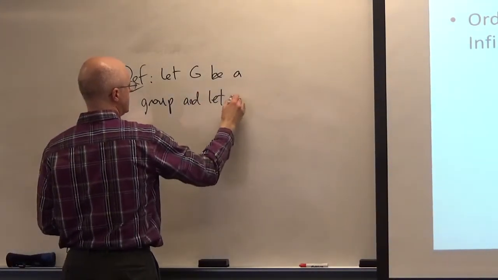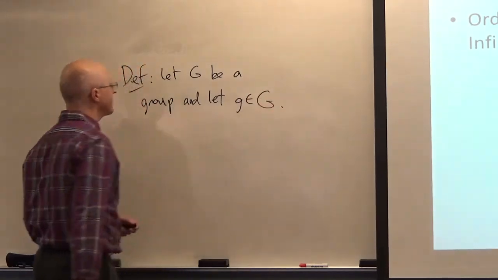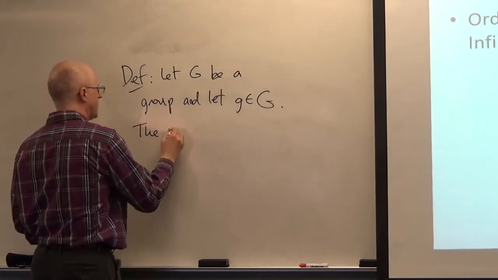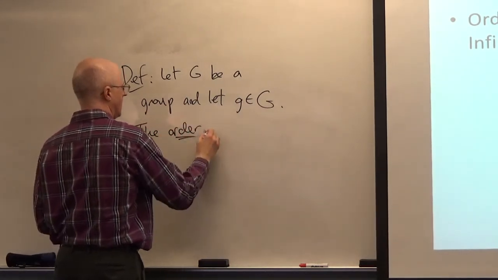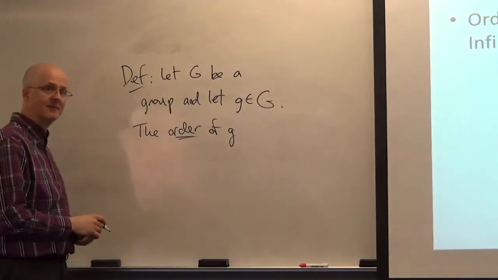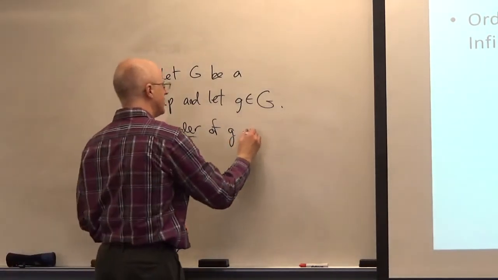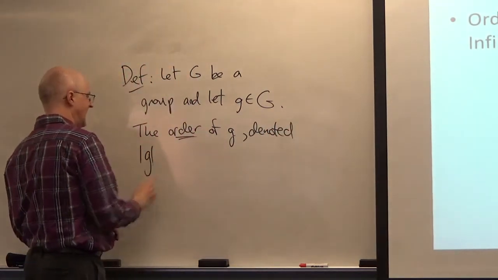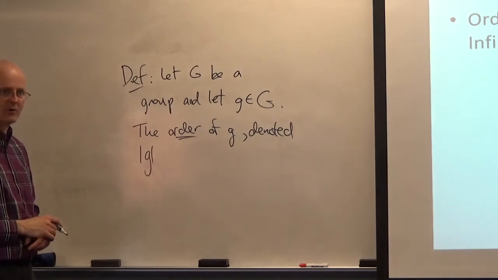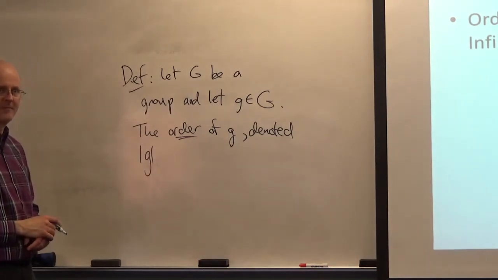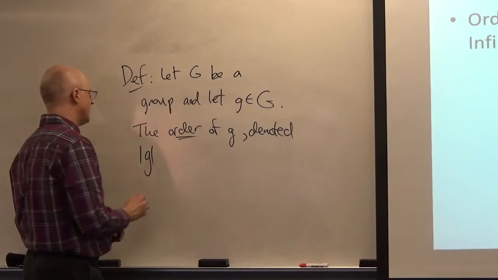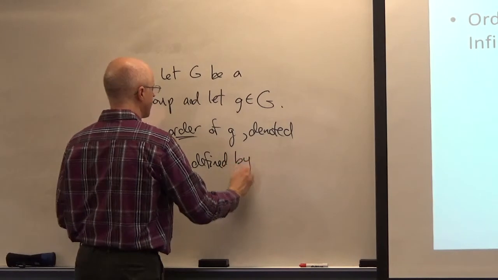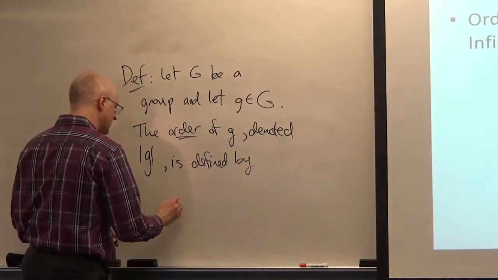Well, let's use a little g for the group element this time. The order of g, little g, the element, denoted, again, don't say absolute value of g, say order of g, is defined by, well, let's go ahead and write it as a piecewise formula.